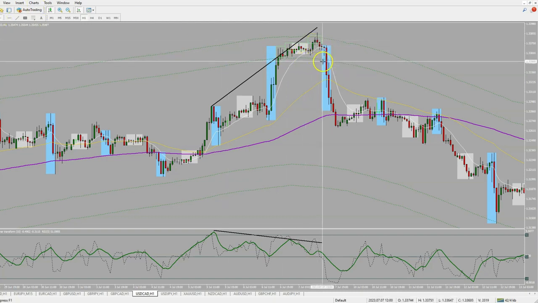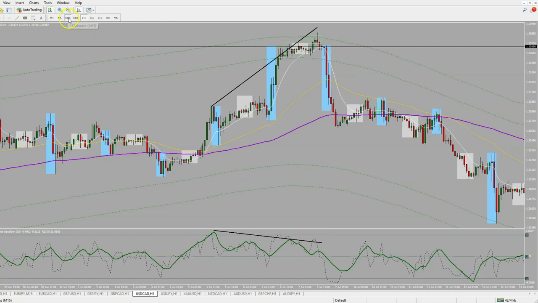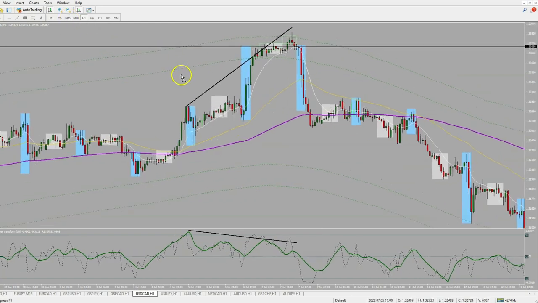I probably would have had to wait till the morning and enter at the top of this one, because I don't trade after 4 a.m. in the morning. And when that reversal pattern closed, it closed right at 4 a.m. So I wouldn't have taken that trade. I would have been safe if I did.